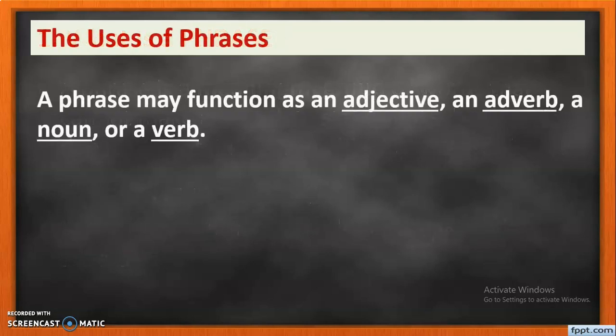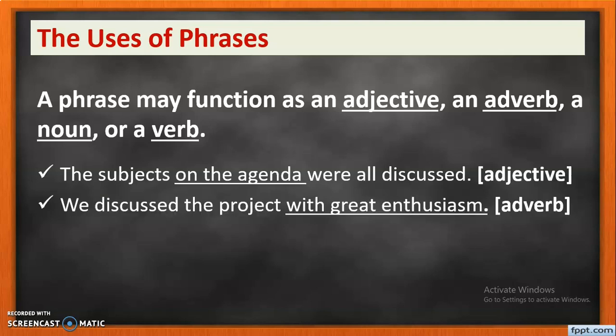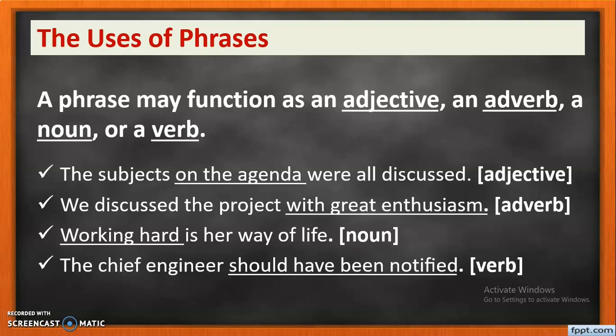Okay guys, let's talk about the use of phrases. A phrase may function as an adjective, an adverb, a noun, or a verb. The first example, look at here. The subject on the agenda was discussed. Here it's used as an adjective and it modifies the sentence subject. We discussed the project with great enthusiasm. We used it as an adverb here. Working hard is her way of life. It's used as a noun here. The chief engineer should have been notified. We use it as a verb in this sentence. So these are the four functions.